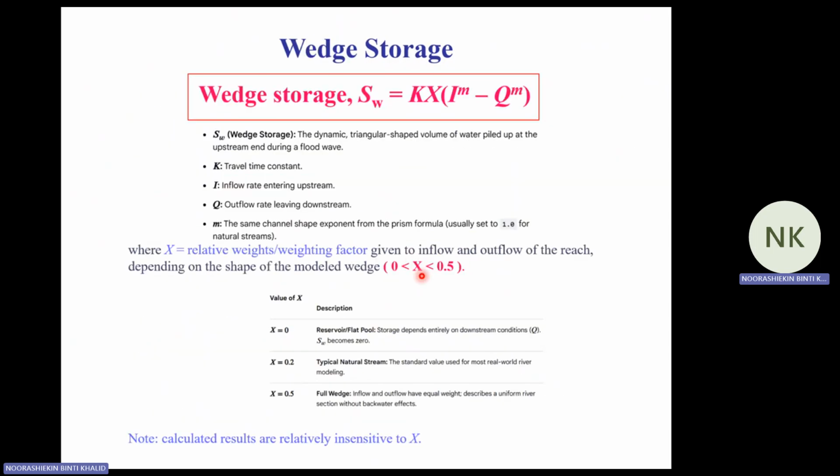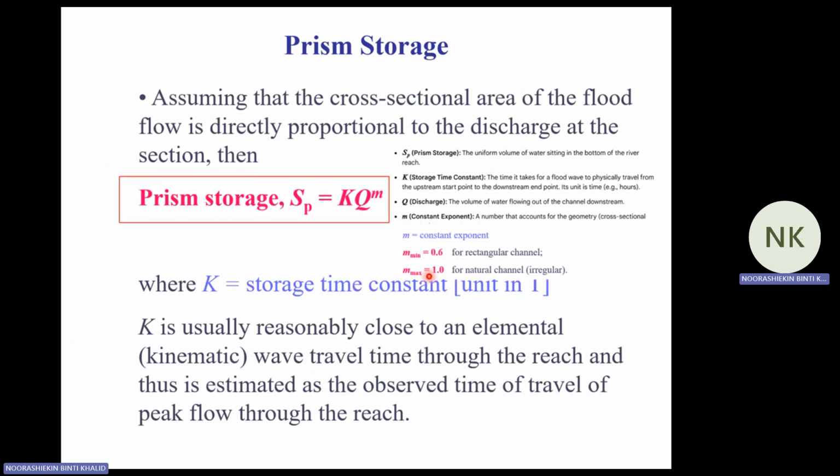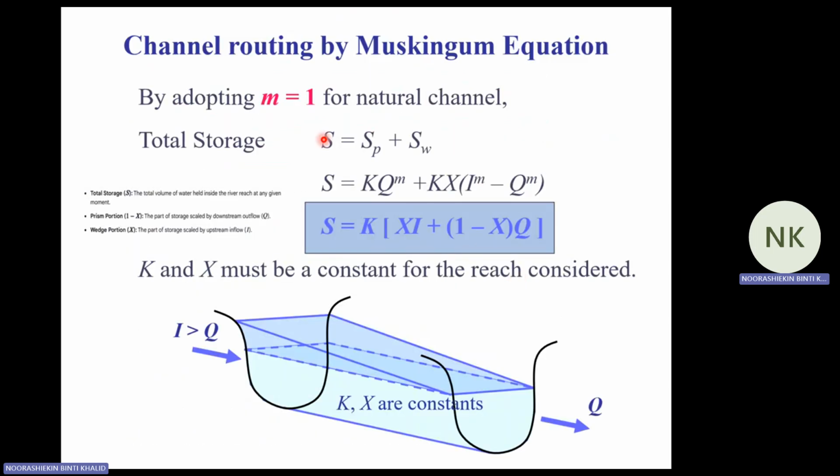So the X value we call the relative weight or weighting factor. The X value is between 0 and 0.5. It is 0 for a reservoir like a flat pool, 0.2 for a natural stream, and 0.5 for a full wedge. M equal to 1 for a natural channel, meaning a river.